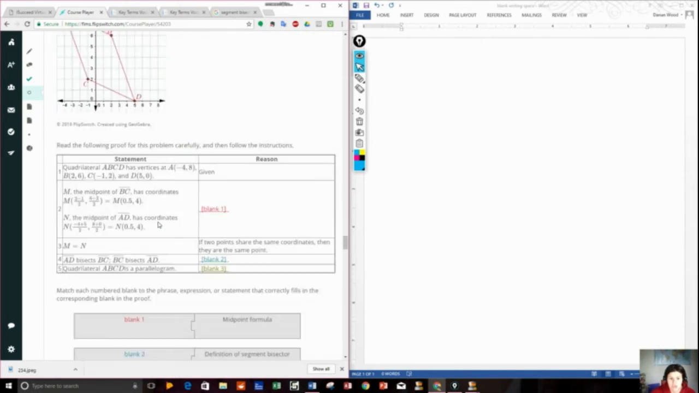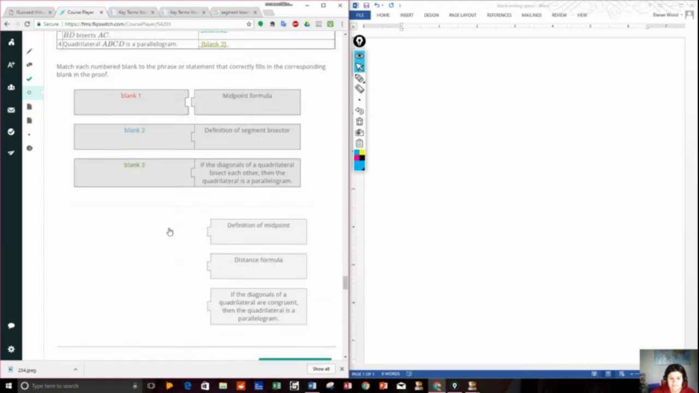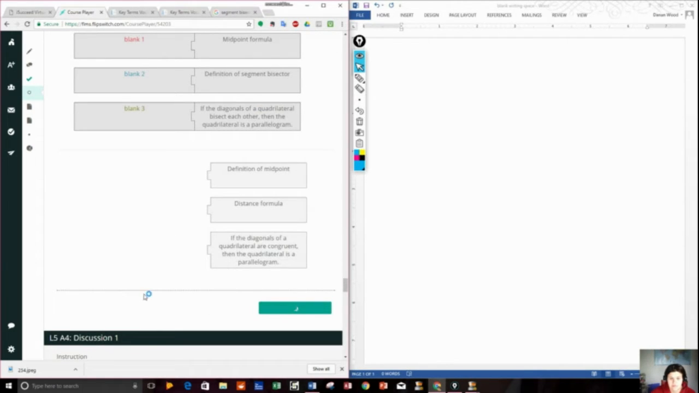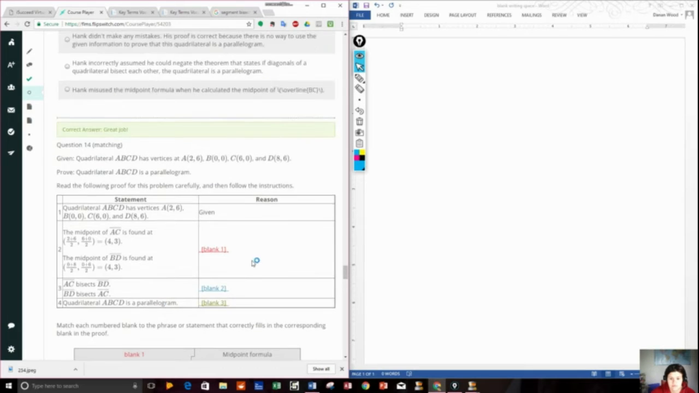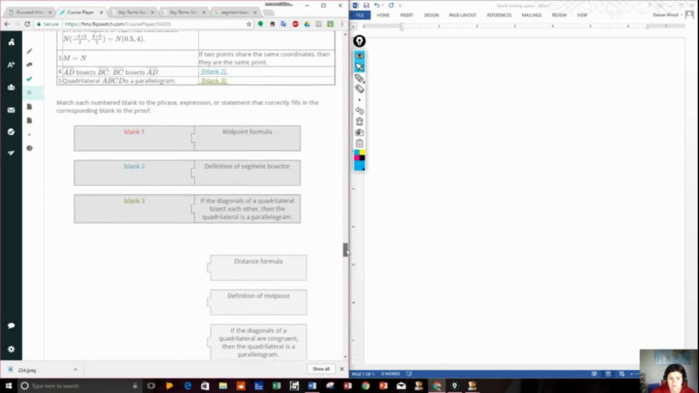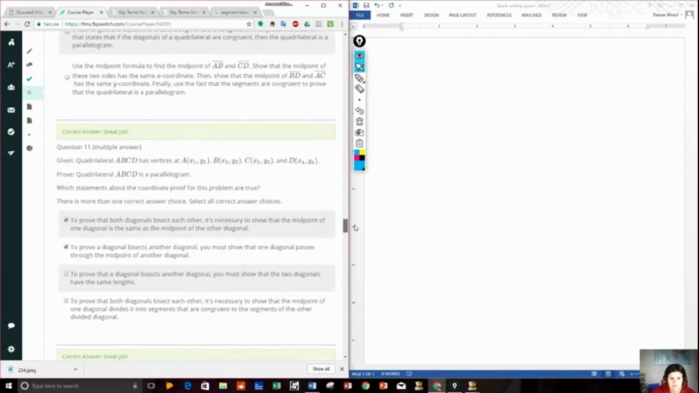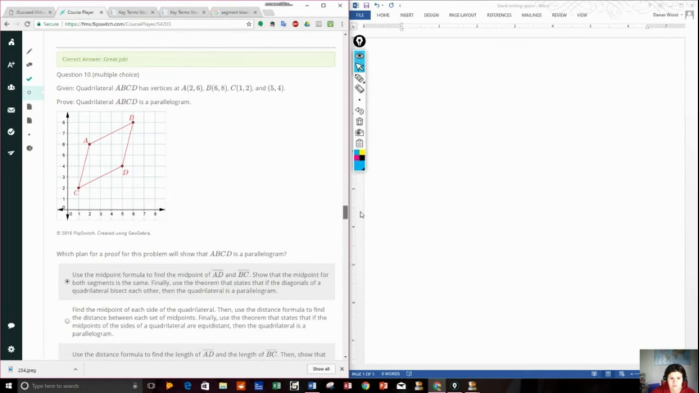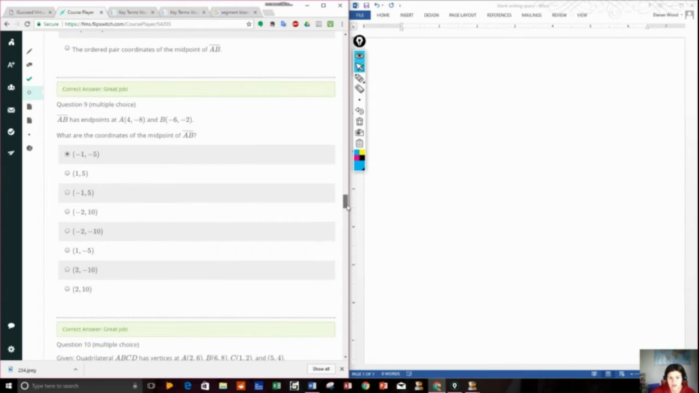So let's check our work. It says great job. The midpoints show that both segments are the same and that if the diagonals bisect each other, then it is a parallelogram. Alright, so let's read question 9.